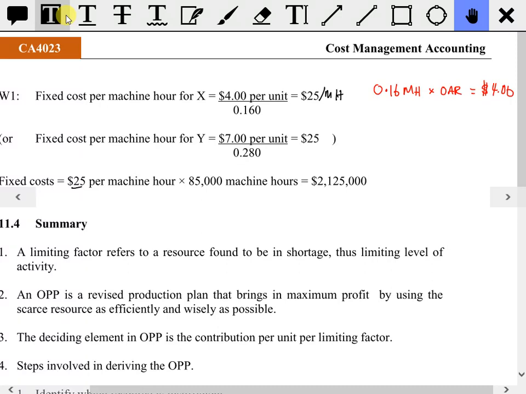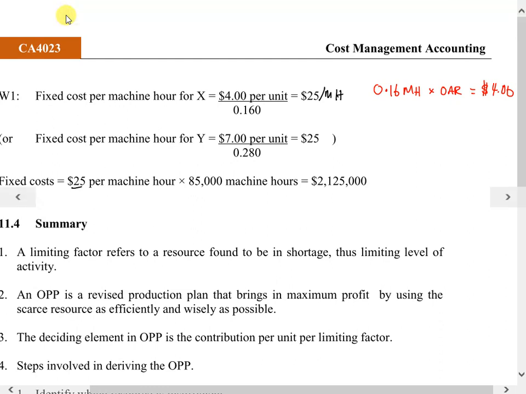If it's not clear, I'll give you another example. Why do we use this method? Normally, if I tell you 1 unit requires 2 machine hours, and the OAR is $6 per machine hour, so I'm going to absorb $6 per machine hour. If 1 unit requires 2 machine hours, what is the overhead per unit? 12, correct?